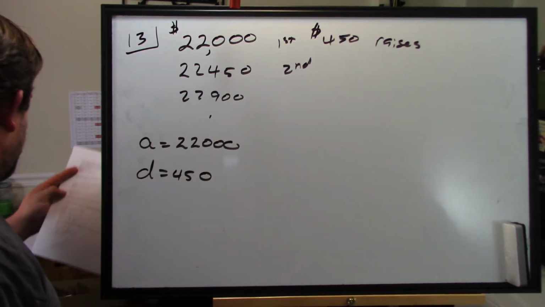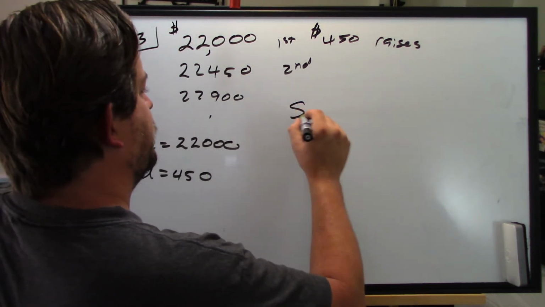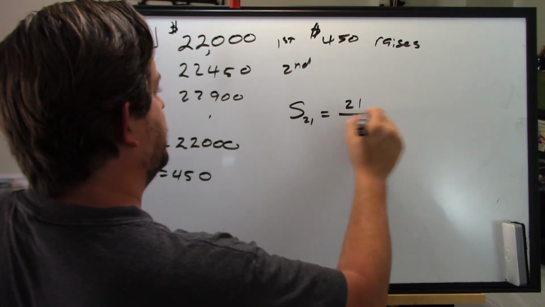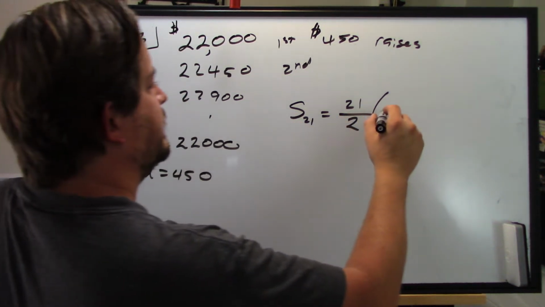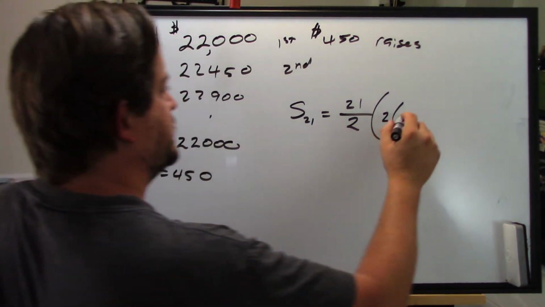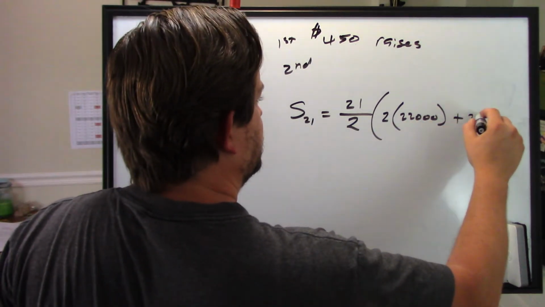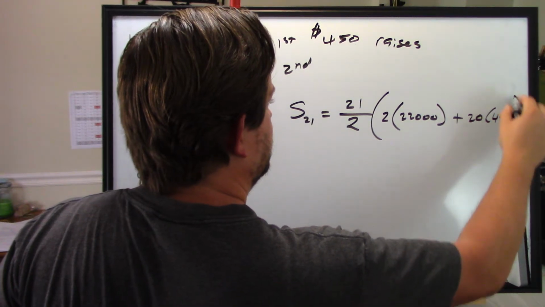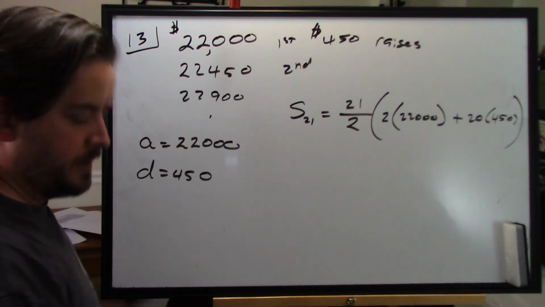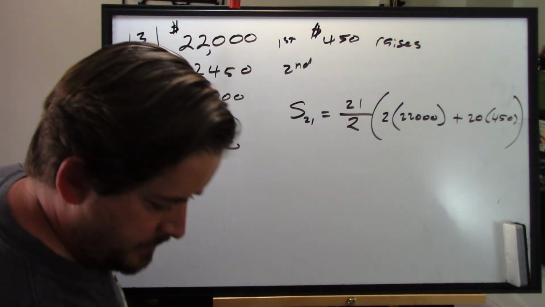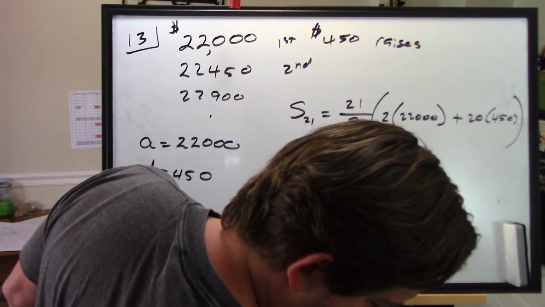Right? And then the question says, find his total earnings for a 21-year period. So using that same equation, n over 2, n is 21, 2 times the first number, which is 22,000, plus 20 times the difference. Right. I'll skip the math here. You can go through it, watch your order of operations and all that. My final answer I got was 556,500, I think. Yeah.